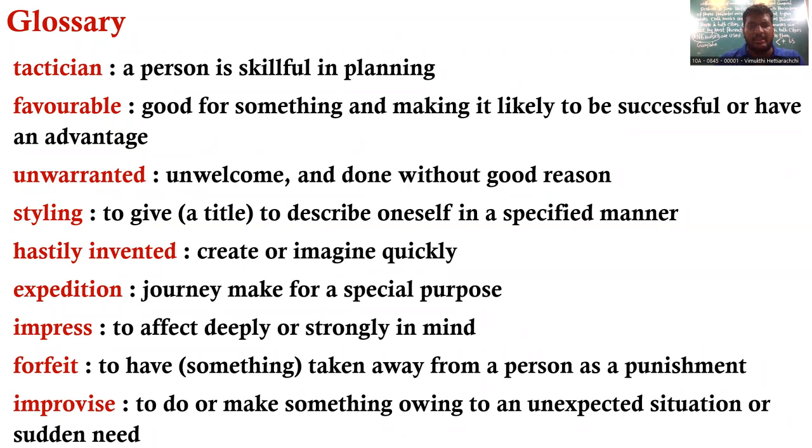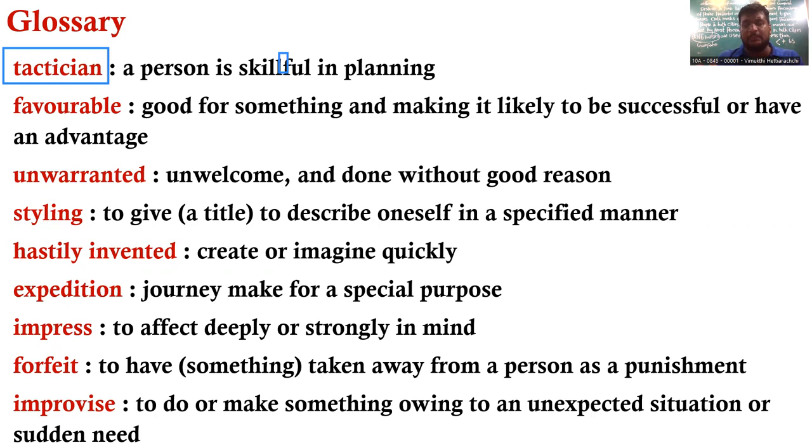Tactician. What is the word? Tactician. So a tactician can be identified as a person who plans something. A very good planner, right? So Nicholas can be taken as a tactician. So you can write down all the difficult words. Very important. Even in your school, your teacher will not explain these difficult words. She will definitely ask you to write them down by referring to a dictionary. So in order to understand this lesson, please make sure to write down all the difficult words that you come across.